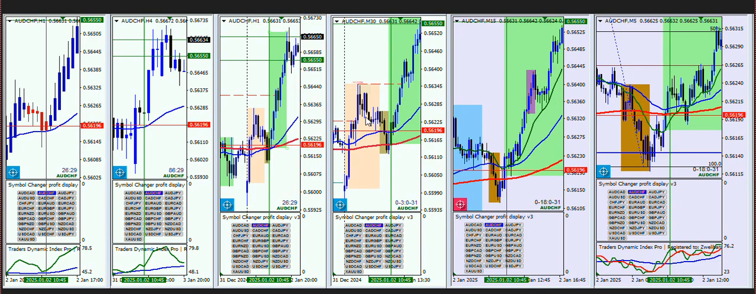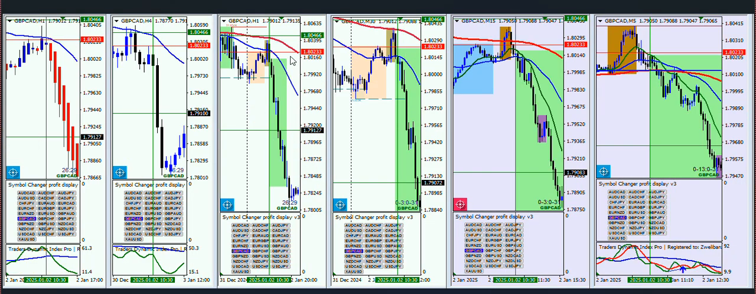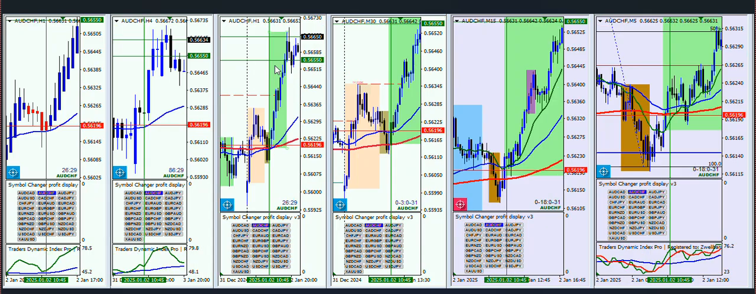15 and 30. Then another thing I want to add here that I missed on the first one is that if there is no alignment of moving averages on the 1 hour time frame, there must be alignment of moving averages on the 5 minutes time frame. If there's no alignment of moving averages on the 5 minutes time frame, there must be an alignment on the 1 hour time frame. So take note of that.